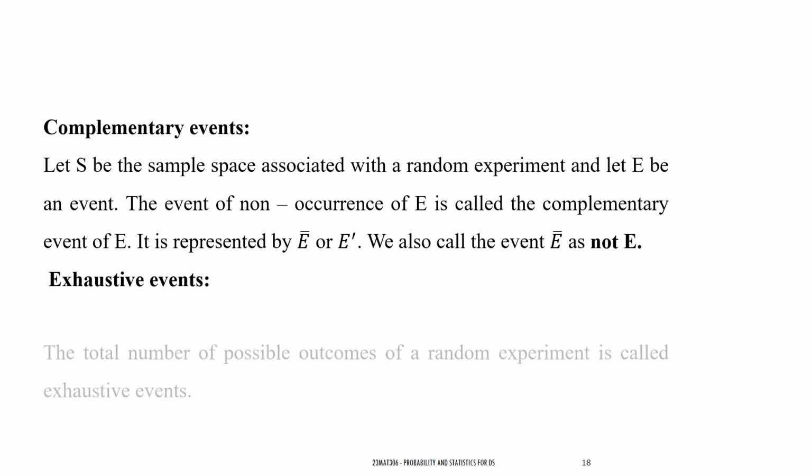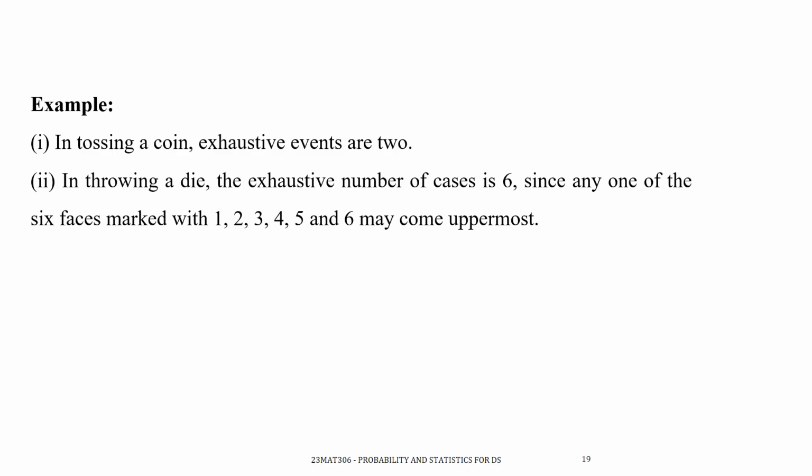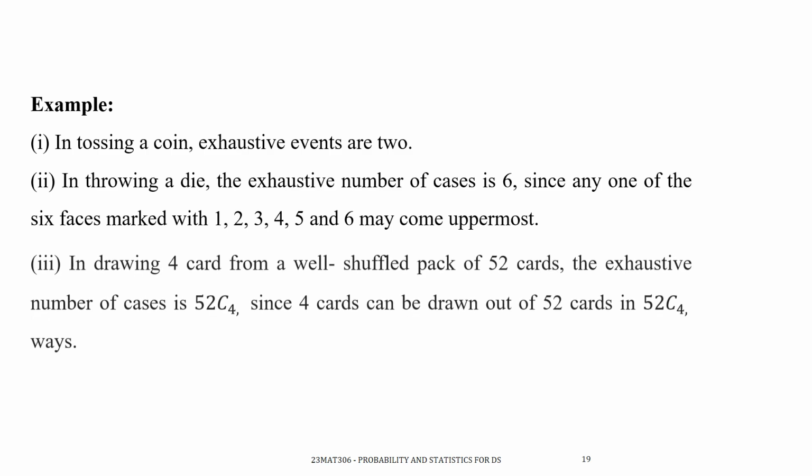Exhaustive events. Exhaustive events include all possible outcomes of an experiment. For example, a die has 6 exhaustive outcomes. And in tossing a coin, the exhaustive events are 2. This concept is important when calculating total probability.